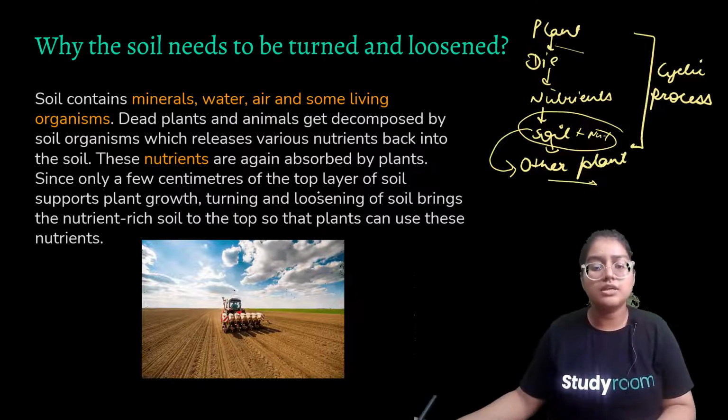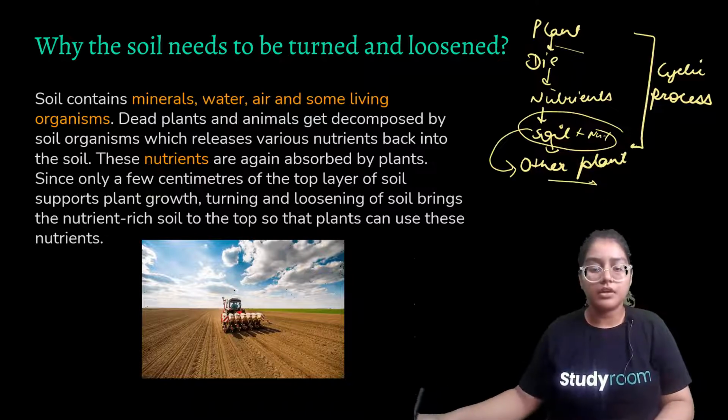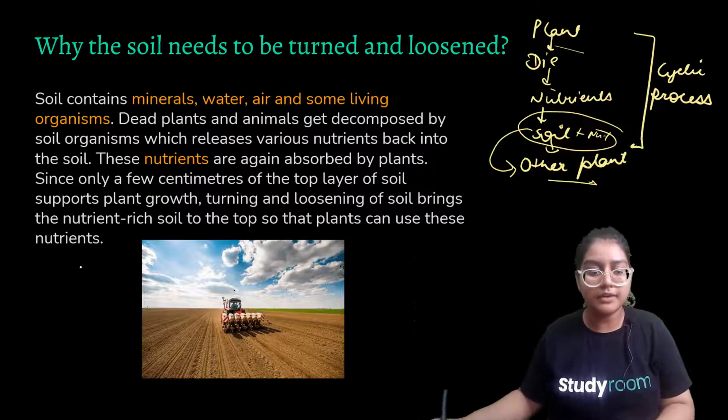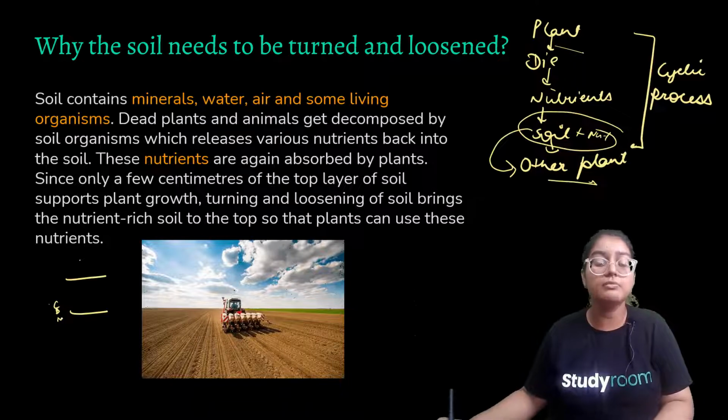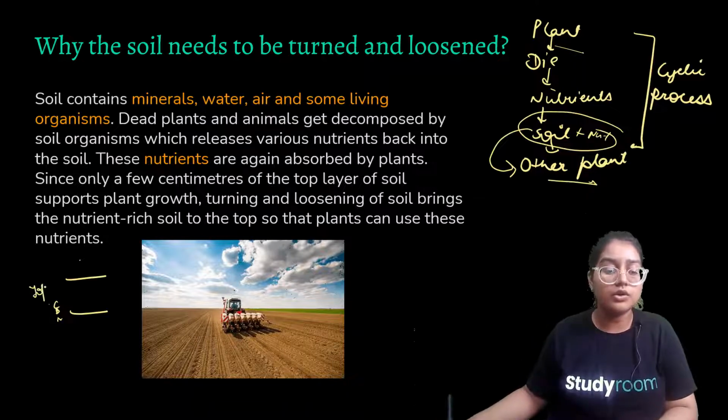Since only a few centimeters of the top layer of soil supports plant growth, turning and loosening of soil brings the nutrient rich soil to the top so that plants can use these nutrients. Our soil has several zones, A, B and C zones, and the upper layer is called the top layer.